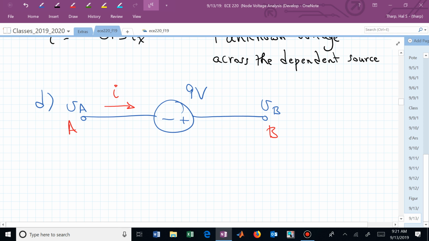We have some more. What is the current I from left to right in this scenario?